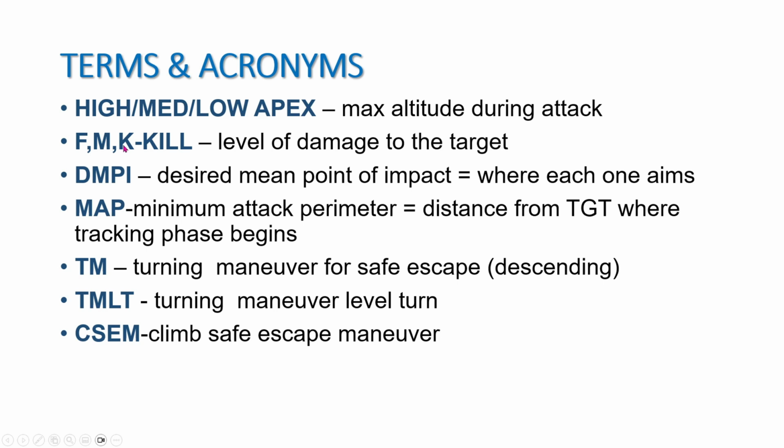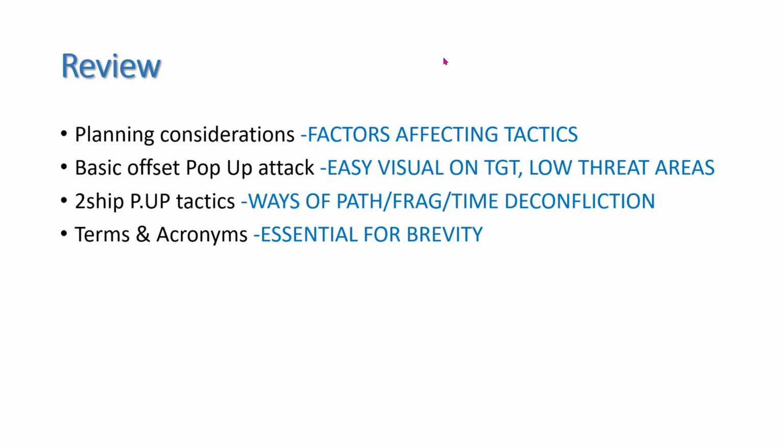Everybody I think knows the DMPI, desired mean point of impact. One critical parameter during the planning phase will be the minimum attack perimeter, where the tracking phase starts, actually at the tracking point, and we have the three separate recovery maneuvers: turning maneuver, level turn maneuver, and climb safe escape maneuver.